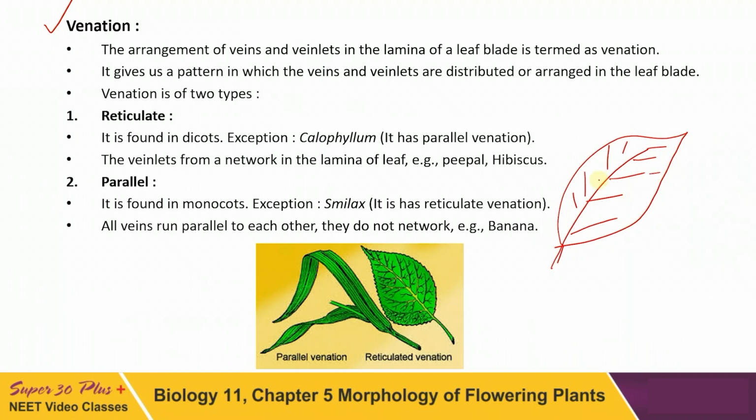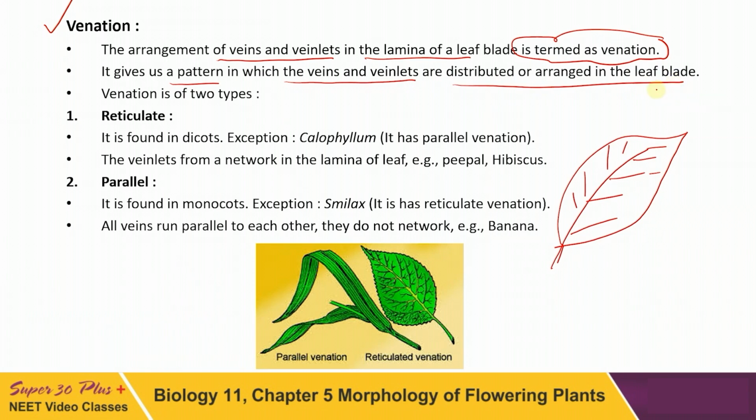As we have arteries and veins in our body, in the same way the leaf also has them. The arrangement of veins and veinlets in the leaf lamina or leaf blade is termed venation. It gives the pattern in which the veins and veinlets are distributed or arranged in the leaf. And venation is of 2 types.